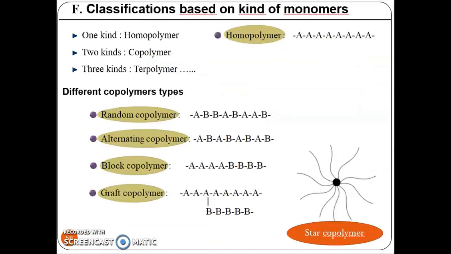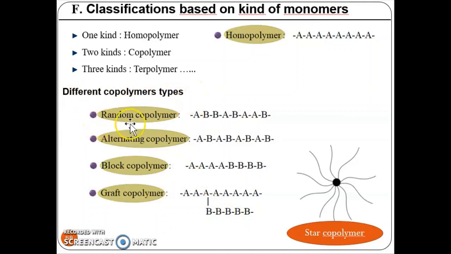Now we'll talk about another classification of polymers, which is classification based on the kind of monomers. In this category, if we have one monomer kind, we talk about a homopolymer, two kinds, copolymers, and three kinds, terpolymers, etc. In the copolymers, we have also different types. Once I said copolymers, I have two kinds of monomers. Here I will consider the monomer A and the second monomer B. How the monomers A and B are organized in the polymer chains gives us different copolymer types.